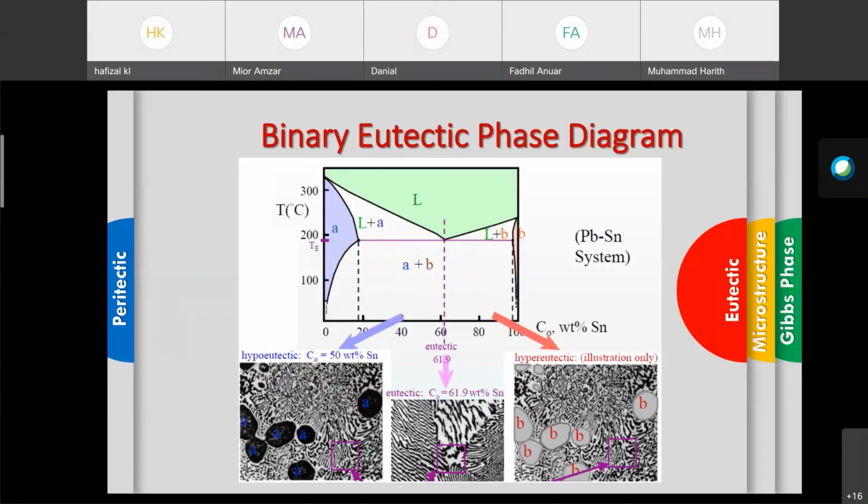Yang hyper tu, yang besar-besar tu represent beta lah, yang B tu. Sebab region sini region beta ni, region beta ni. Sebab kat sini daripada liquid solution, lepas tu dia transform jadi beta dengan liquid, lepas tu jadi beta saja. Beta dengan alpha lah kat sini. Tapi dalam sini ada beta bulat lah. Dia punya structure properties dia macam tu.